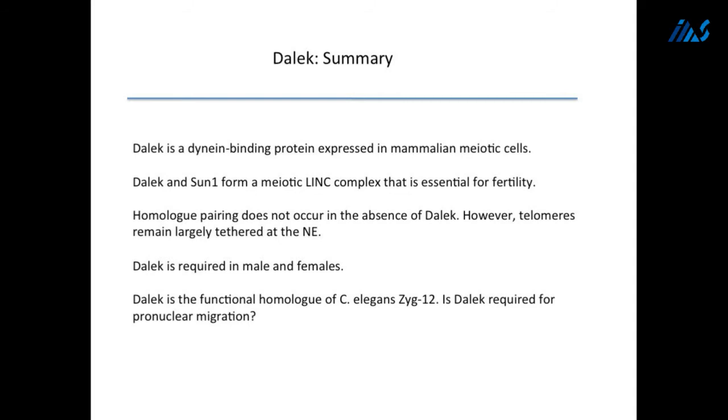So in summary, what we found is the functional homolog of C. elegans Zyg12 and POMB KMS1. It's a dynein binding protein expressed in mammalian meiotic cells, forms a meiotic link complex with SUN1. The knockout animals are gratifyingly sterile, and that's also true of females, although the gametogenesis in female mice is a big problem to look at.